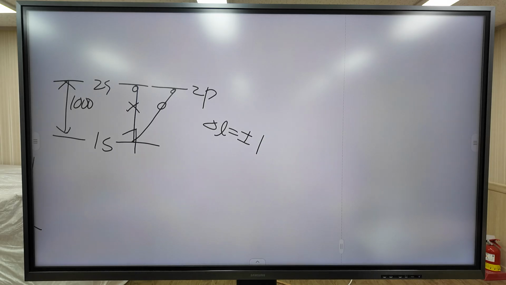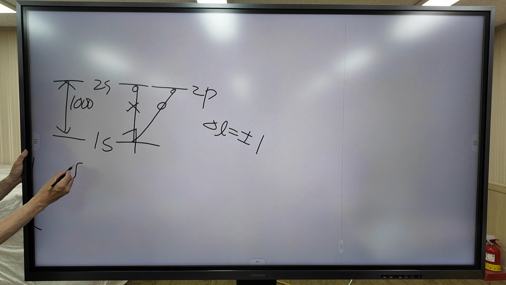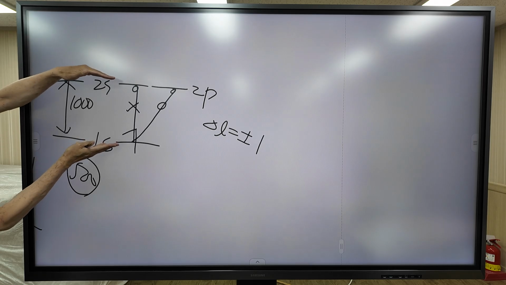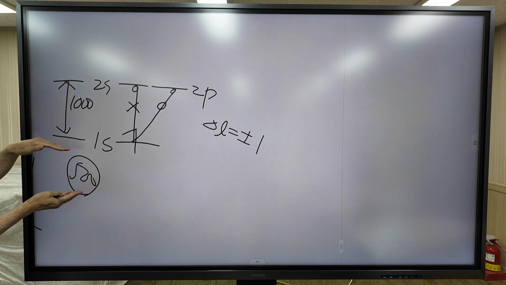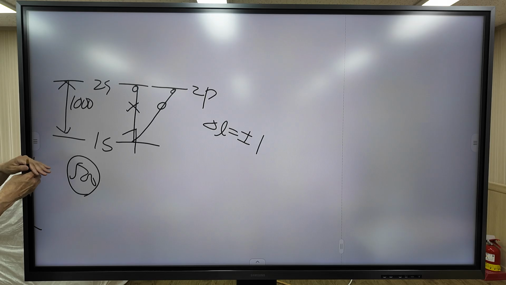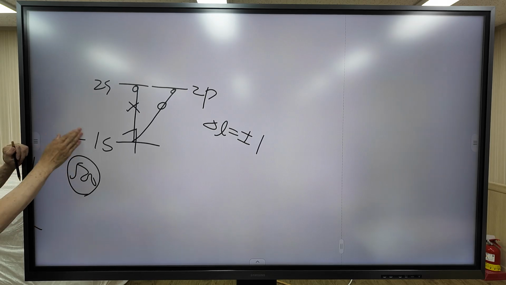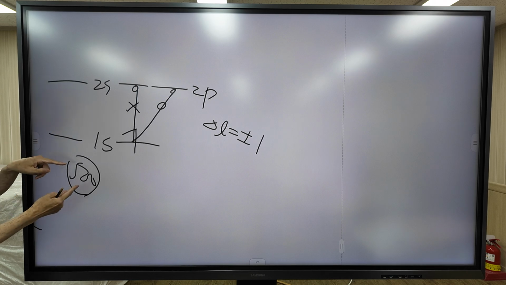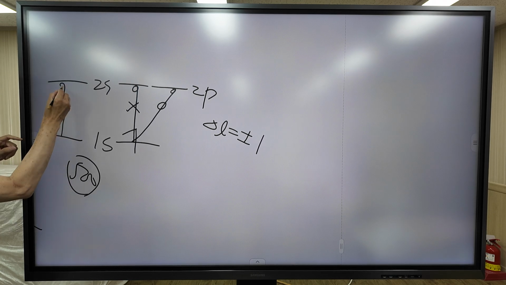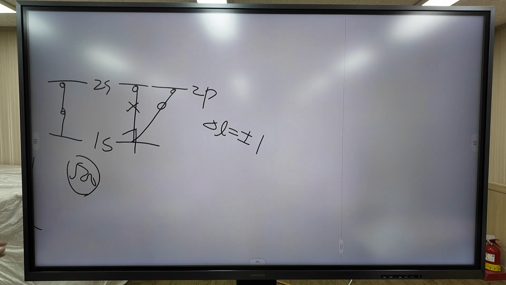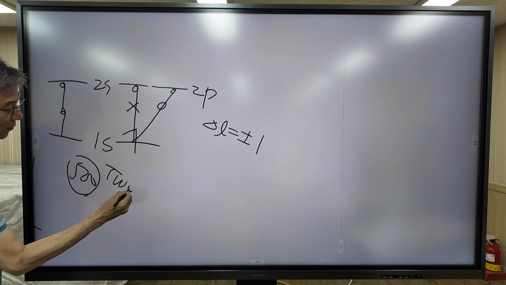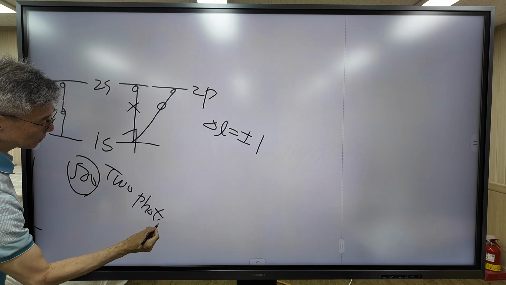But an interesting observation is that even when I apply a photon of energy 500, absorption is also observed, even though the energy gap is 1000. Why? Two photons are absorbed simultaneously. When we apply photons of energy 500, two photons are simultaneously absorbed. This process is called two-photon absorption.